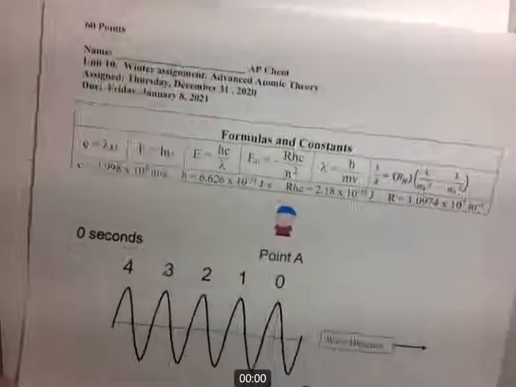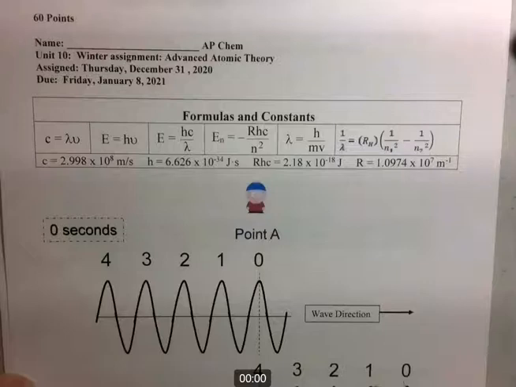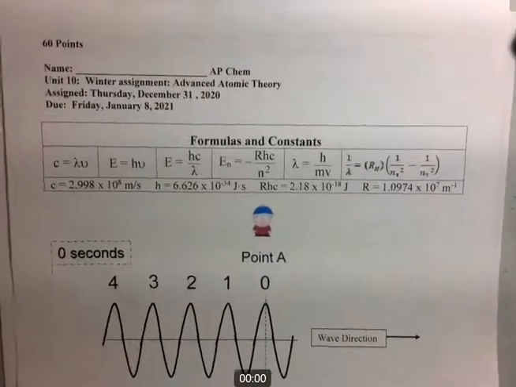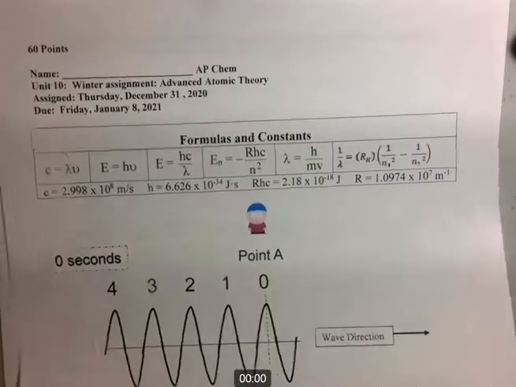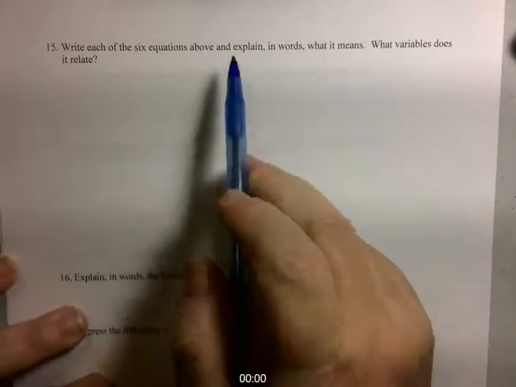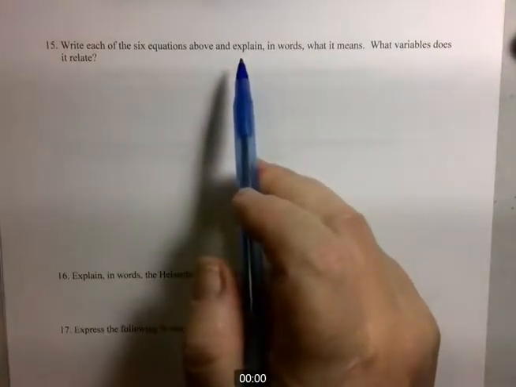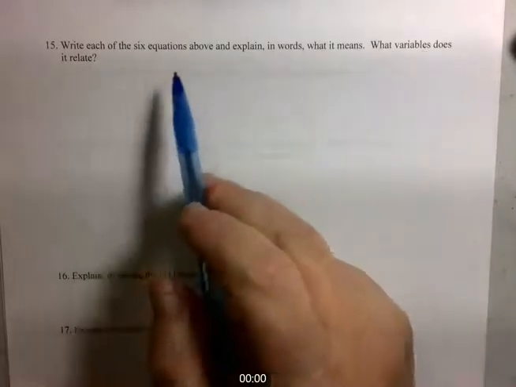So let's talk about these equations. I'm actually going to have you write out what each one of them means. In fact, why don't we do that now? Because we're getting into these. I probably should have put that question before we started working with them. So let's go ahead and do that. So here it is. It says write each of the 6 equations above, meaning on the front, and explain what it means. What variables does it relate?